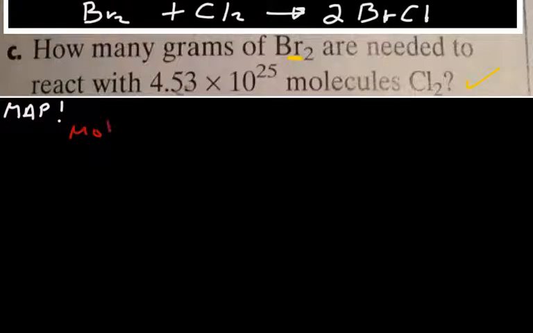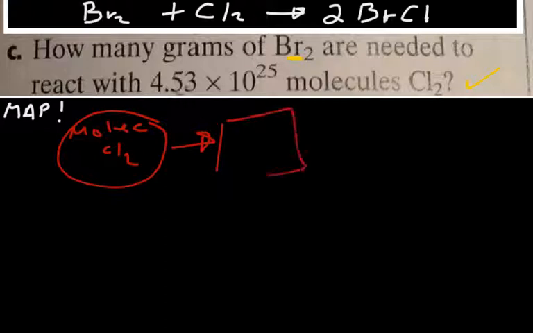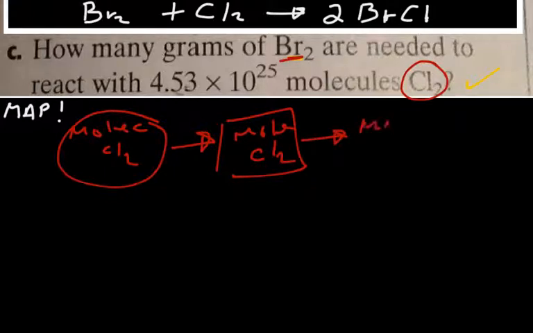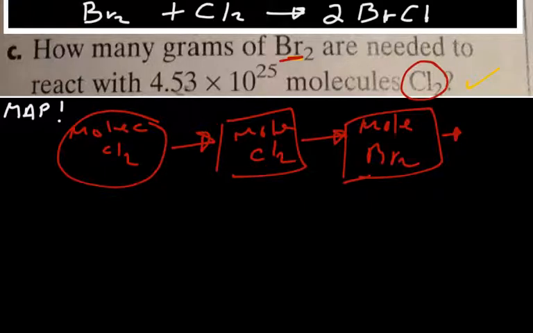We're given molecules, MOLEC for short, of Cl2. We will change molecules into something that we can manipulate very easily, and that's our moles. Now, why do we know to change things into moles? Because we're going from one substance to a totally different substance. So when we change to moles, that makes our life easy. So we'll change it to moles of Cl2. Now, what happens after that? We'll change moles of Cl2 into moles of Br2. Alright, so that's our mole-to-mole conversion, where we use the balanced equation. And last but not least, we'll change those moles into grams of Br2. Okay, so we just mapped it out.